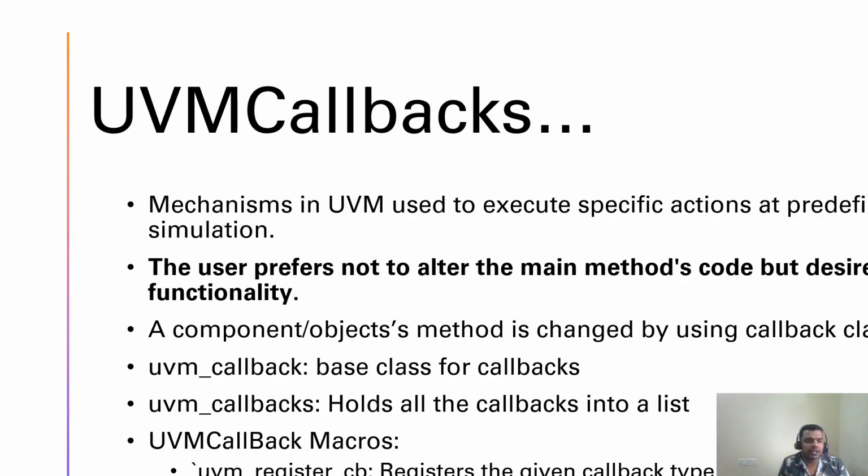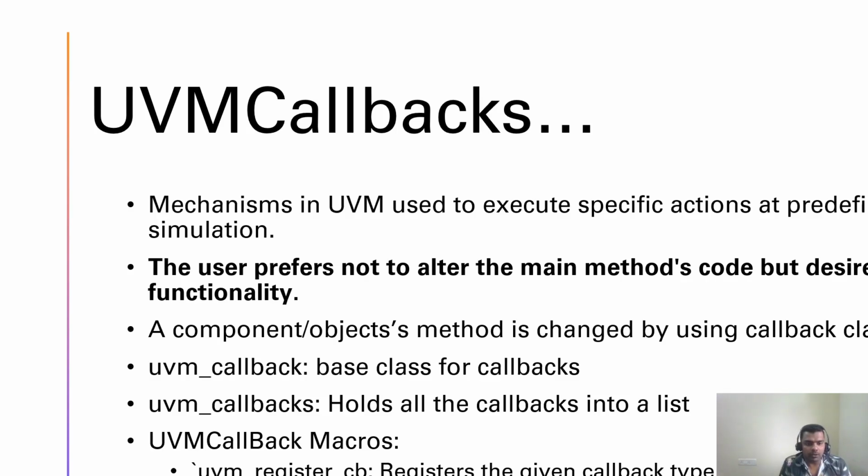Okay, next point is a very important point. The user prefers not to alter the main method's code but desires to modify its functionality. So that essentially means what? We have a base class where a method is defined. Without modifying that main method or the base class, we can change or alter the functionality of that method. That is basically the functionality of UVM callbacks. But we need to do some extra things in that method. We need to have some UVM callback hooks. That I will explain in the coming slide.